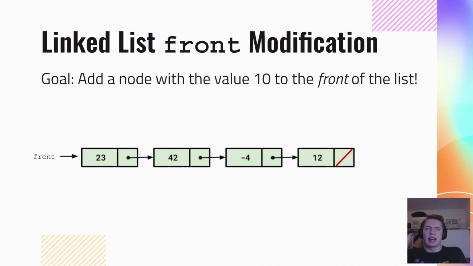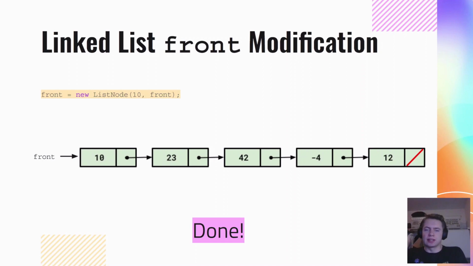If we wanted to add a value to the front of the list, the operation is slightly different and maybe a little more simple than the other one. We can simply construct a new list node using the 2-argument constructor we talked about with a value of 10, if we want to insert a node with data 10, and give it the next field of front. So now front points to a new list node, whose next field points to the previous front. And boom, insertion at the front of the linked list.